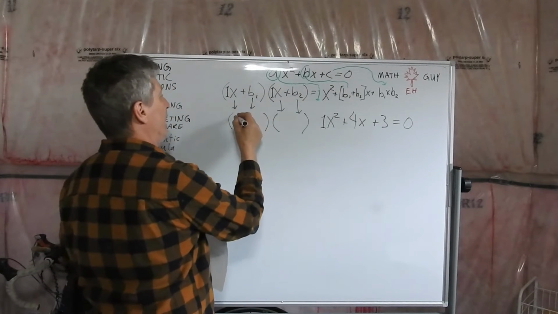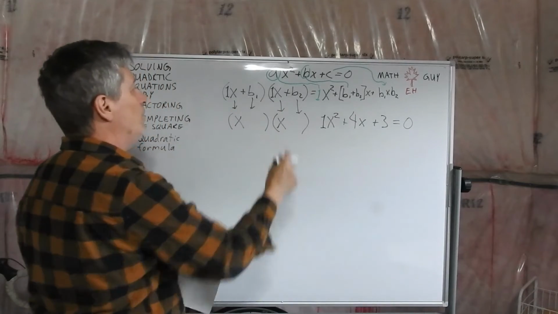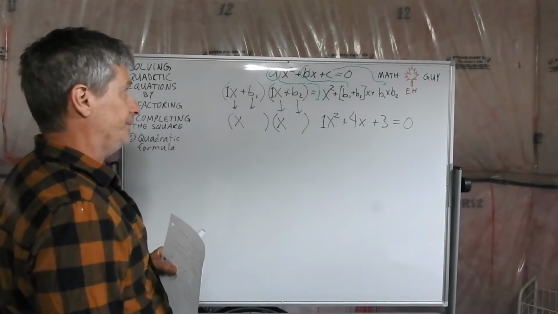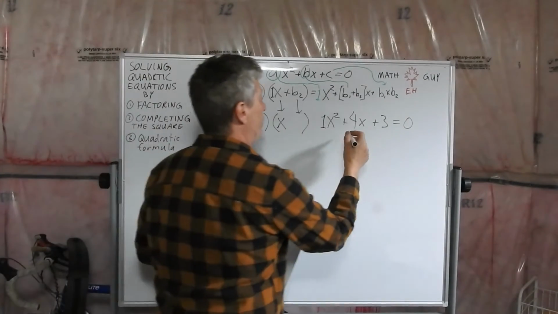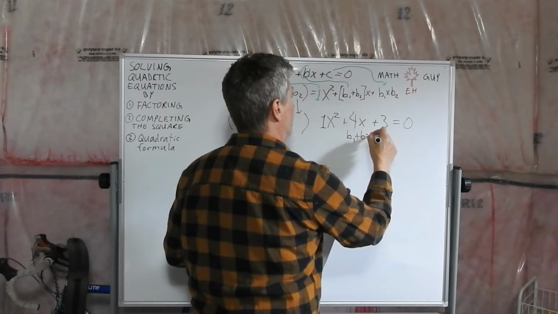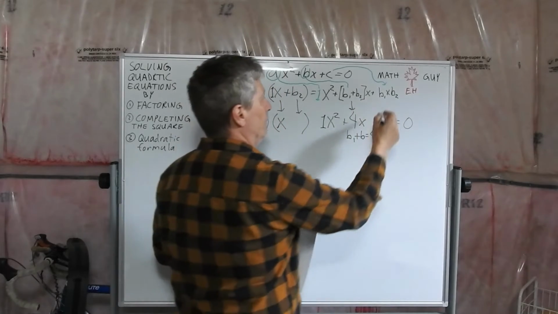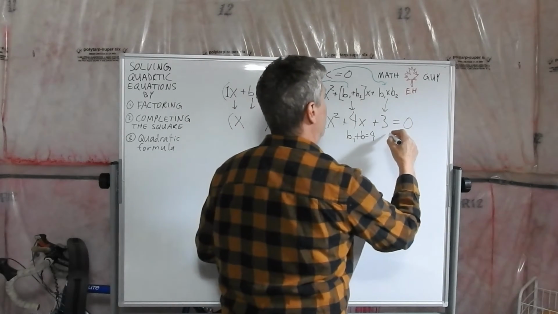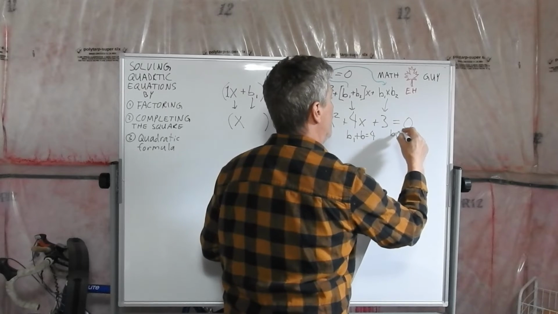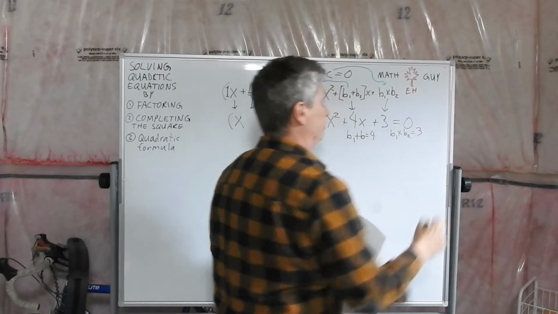it's just going to be x. But what about b1 and b2? Well, what we know is b1 plus b2 is going to equal 4, right? And b1 times b2 is going to equal 3.